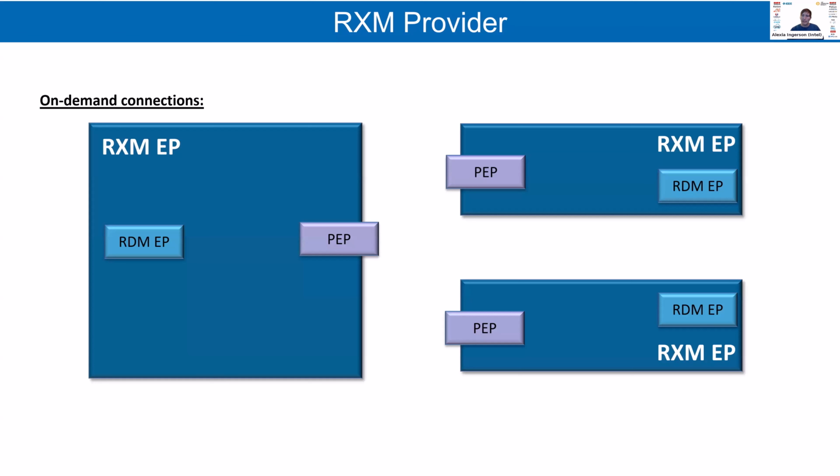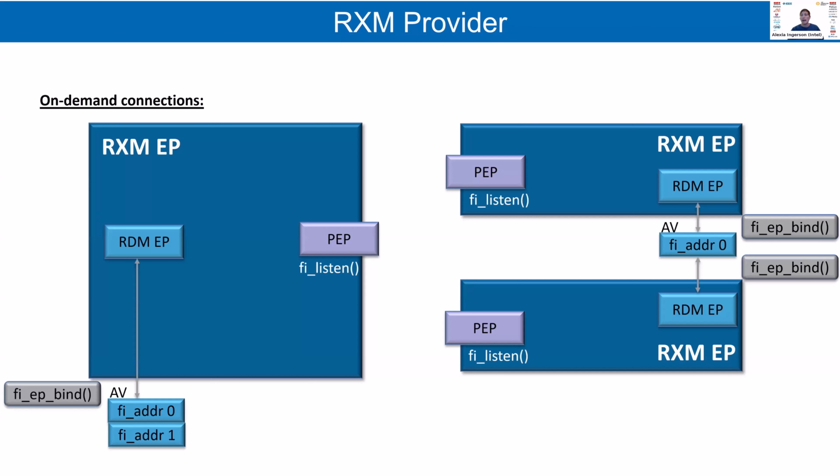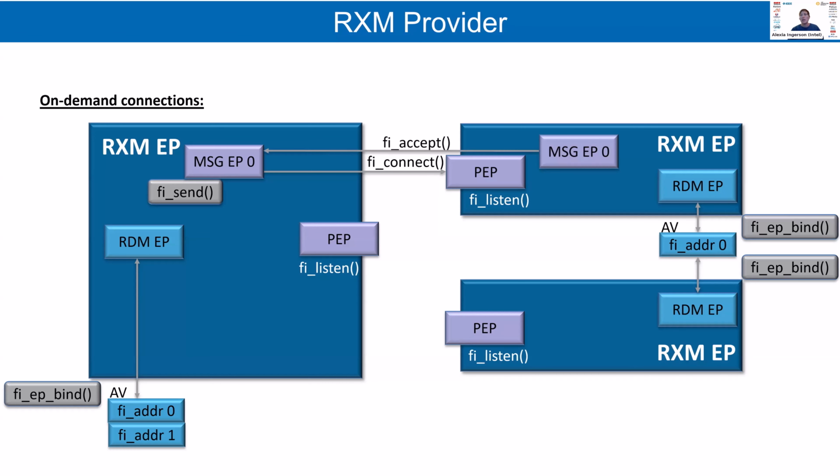Again, you have RXM in the blue here, and on initialization, it creates a passive endpoint to listen for incoming connections. The app then calls AV insert to add the peers that it's communicating with, and then we'll bind that AV to the RDM endpoint. But at this point, we still haven't created any connections. It's not until that first send that RXM knows to create a connection with that peer. So at that point, it will create the message endpoint for the data transfers, and then it'll call connect. The peer will accept that connection request, which will allow the send to fully go through on that newly created connection.